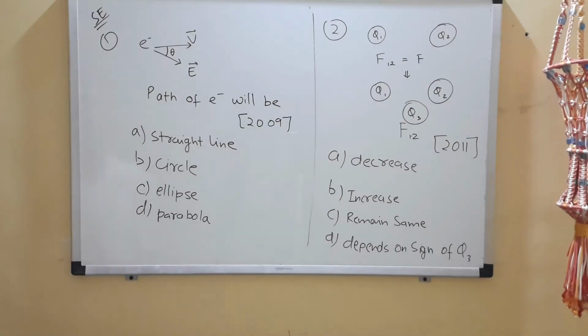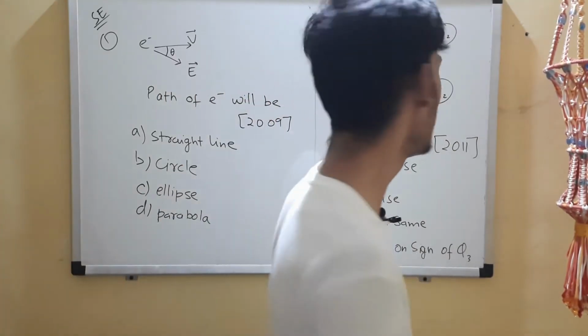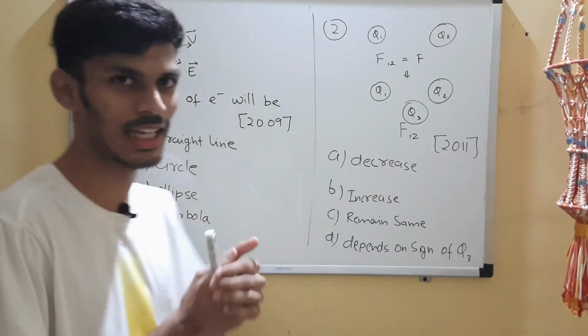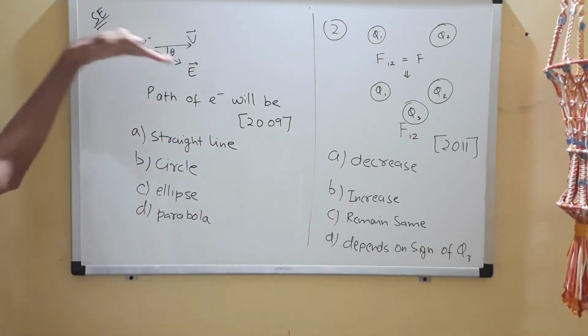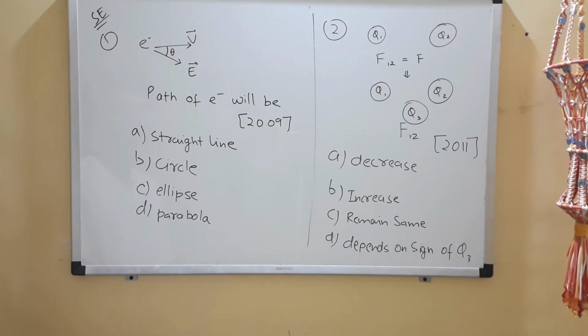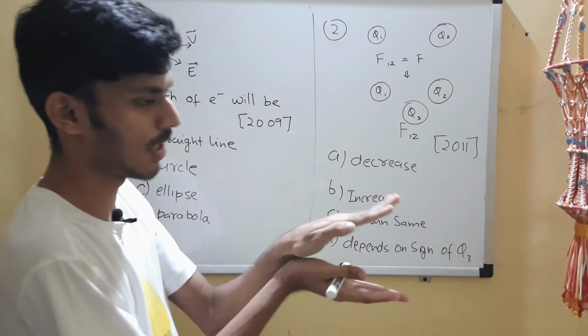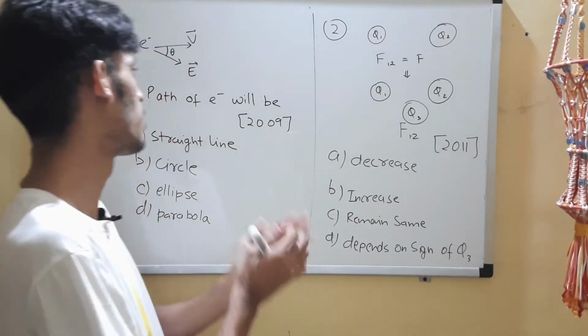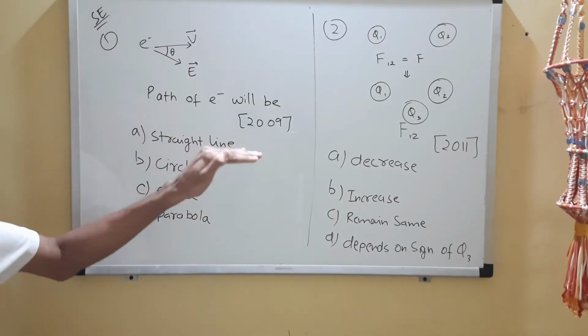So question 1 and 2 over here are from the super easy category. In question 1 from 2009, you have an electron which is moving in an electric field. The direction of the electric field is as shown. The direction of the initial velocity vector is as shown. You can see that the initial velocity vector makes an angle theta with the electric field. You are supposed to predict the path of this electron.